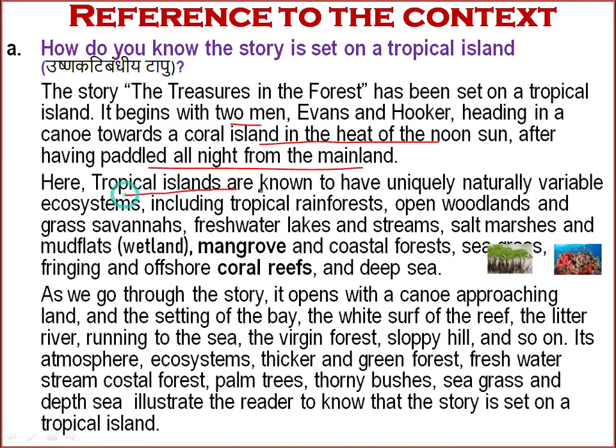Here the tropical islands are known to have uniquely naturally variable ecosystems, including tropical rainforest, open woodlands, grass savannas, freshwater lakes and streams, salt marshes, and mud flats भनेको wetland भिजेको ठाउँ, mangroves भनेको यस्तो खालको trees जुन के हुन्छ समुद्रको छेउमा पाइन्छन्, coastal forest, sea grass, shrinking and offshore coral reef यस्तो खालको रिफहरू जुन के हुन्छ समुद्रको तल पाइने and deep sea.